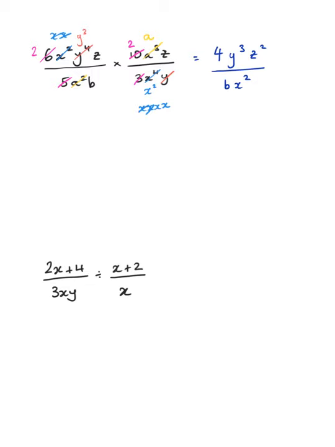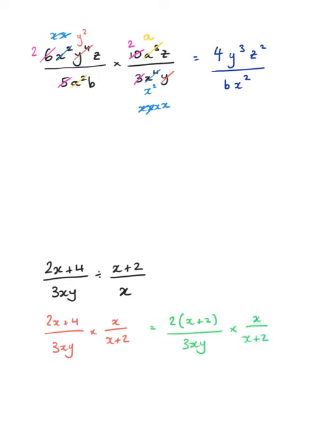If we have a look at this question, I'm going to just rewrite this to start with as 2x plus 4 over 3xy times x over x plus 2. Now remember, flip that second fraction and turn the divide into a times. Now 2x plus 4 factorises to 2 lots of x plus 2. Of course that's over 3xy times x over x plus 2.